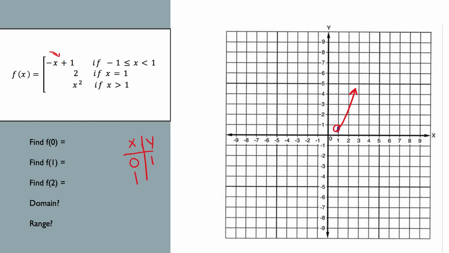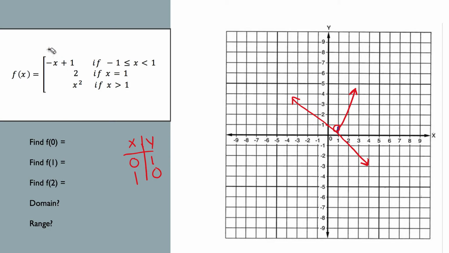And then what if I plug in a 1? If I plug in a 1 for the x, negative 1 plus positive 1 is going to be 0. So that just gives me a couple of points that I can plot on the graph and see where this line is going to be. All right, so 0, 1 is going to be here, and 1, 0 is going to be here. And so I'm going to draw a line through those 2 points.